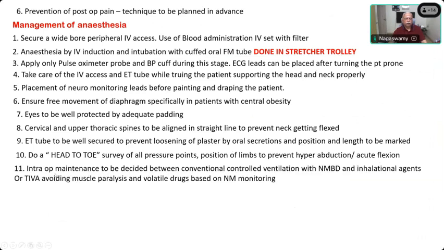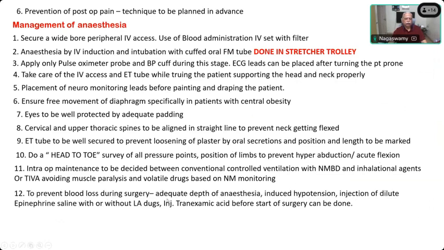And intraoperative maintenance is to be decided between conventional controlled ventilation with neuromuscular blocking drugs and inhalational agents, or TIVA avoiding muscle paralysis and volatiles, based on whether you are going to do neuromuscular monitoring or not. That will decide the intraoperative maintenance technique.